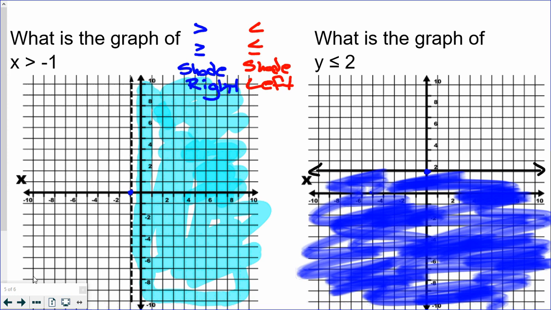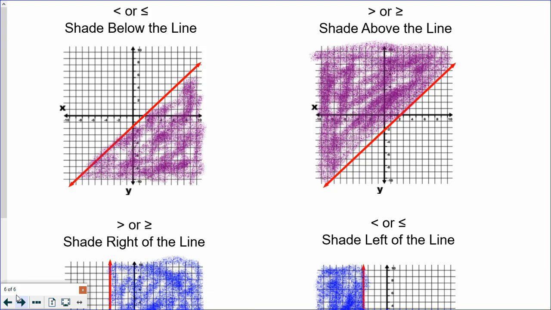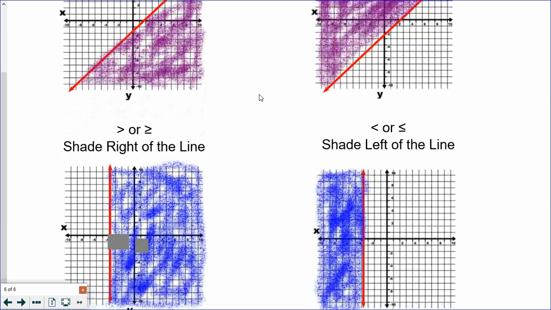So here's a quick summary of this. All right, so less than or equal to, shade below the line. Greater than or greater than or equal to, shade above the line. If it's a vertical line, you shade to the right of the line if it's greater than, sorry. So if it's greater than on a vertical line, you shade right. Shade left if it's less than.